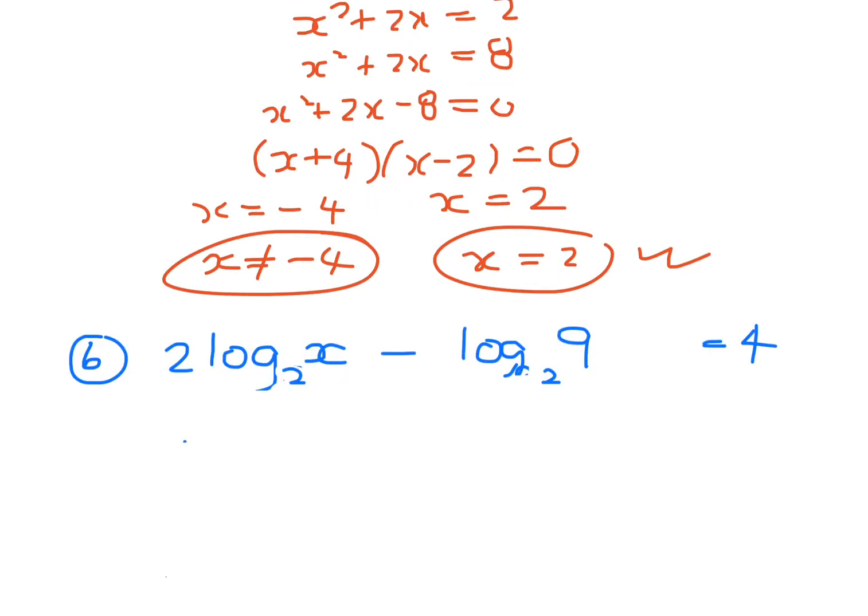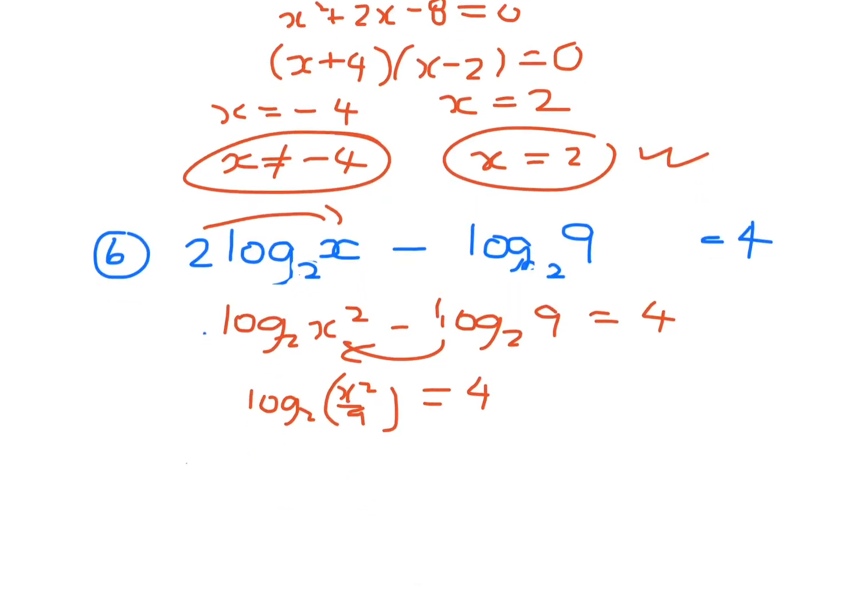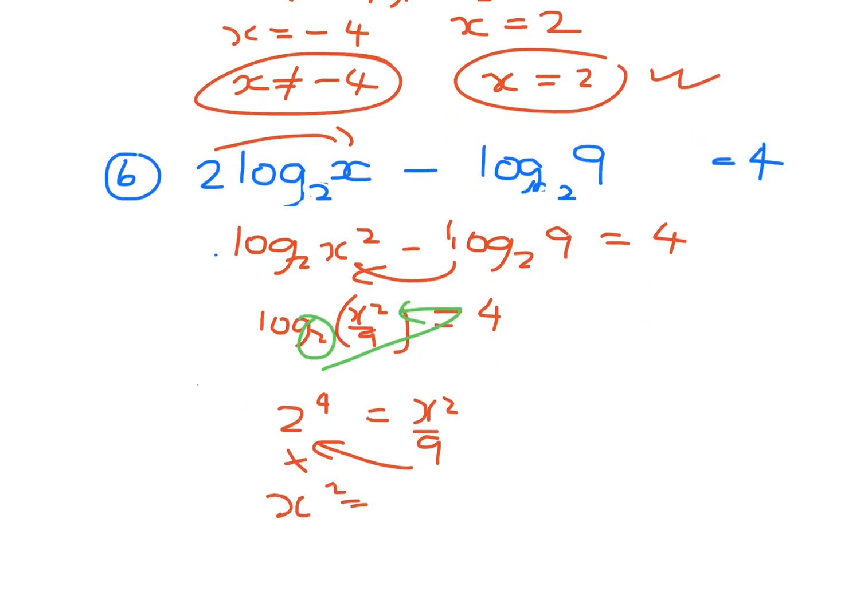Okay, so looking at this one here, let's see. You bring the 2 up to the top. So you go log 2 of x squared minus log 2 of 9 equals 4. Group the logs together. So you go log 2 of x squared on 9 equals 4. And then if you use the 7th rule, that would mean that 2 to the 4 equals x squared on 9. Multiply the 9 on that side. So you go x squared equals 9 times 2 to the 4, which is 16.